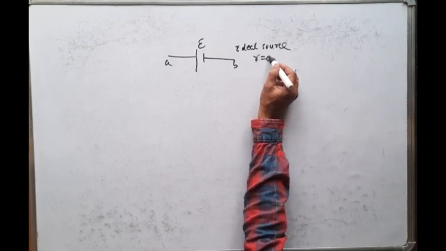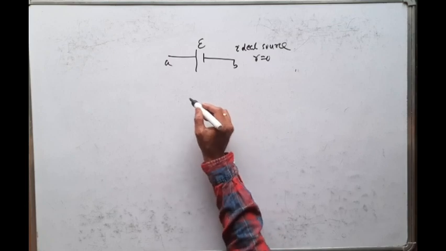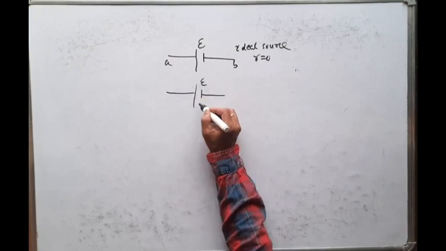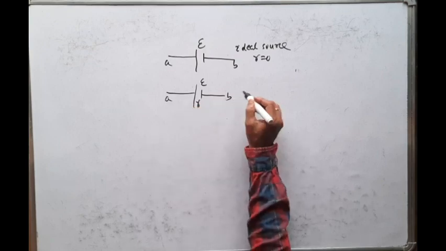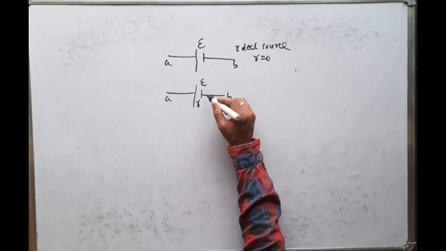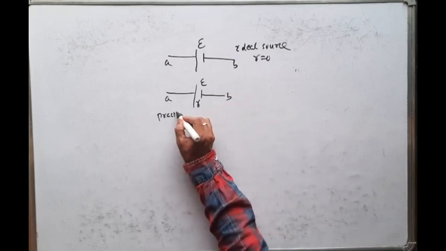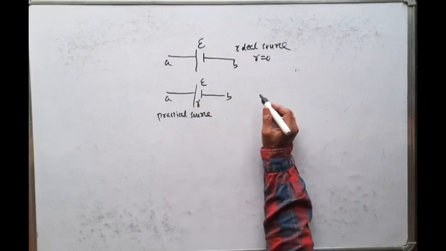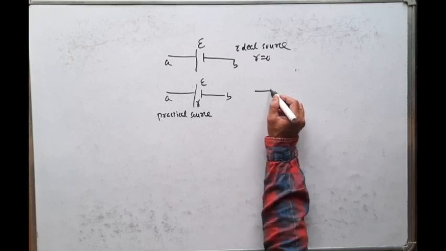That means internal resistance is 0. For a practical source, we can write, you see, this is E, the internal resistance is R, this is A terminal, this is B terminal. So in this way, you can represent the practical source. So this is a practical source. Real source. In the real source, there is internal resistance. So now that can be written also like this.